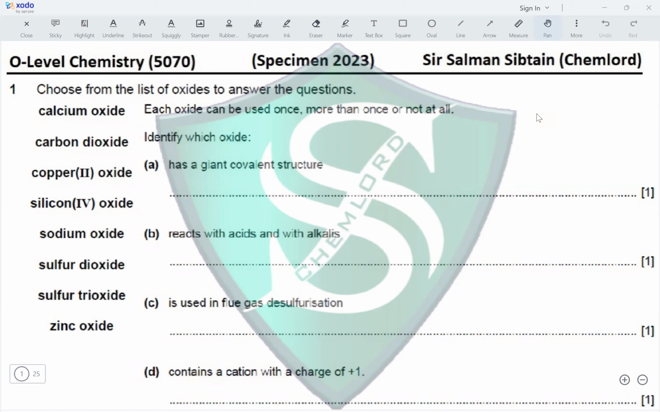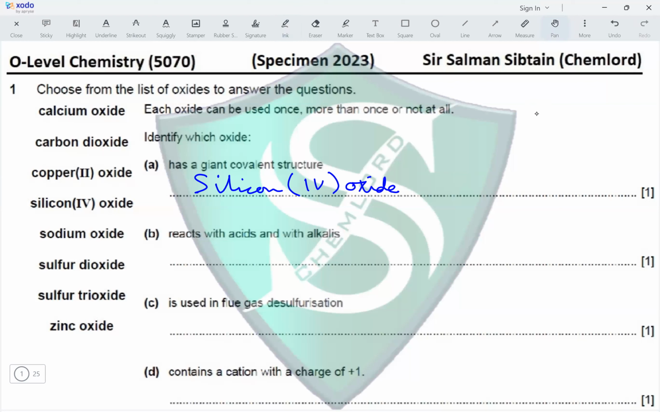Identify which oxide has a giant covalent structure. In other words, which one is a macromolecule. So let's go over the list. Calcium oxide, this is an ionic compound. Carbon dioxide is a covalent compound, a simple covalent compound. Copper(II) oxide is again an ionic compound. Silicon(IV) oxide or SiO2 is a covalent macromolecule. So this should be our answer. So has a giant covalent structure, silicon(IV) oxide.